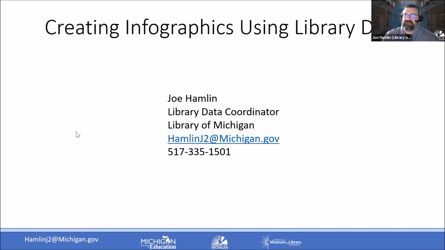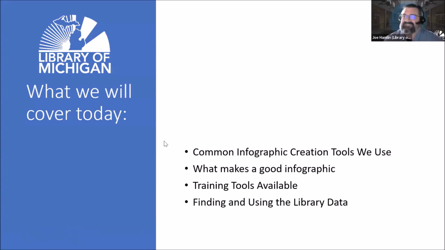We're going to talk today about infographics and Michigan Public Library data that we have available. Hopefully you're seeing my screen. My contact information is there, hamlinj2 at michigan.gov or 335-1501 is my phone.